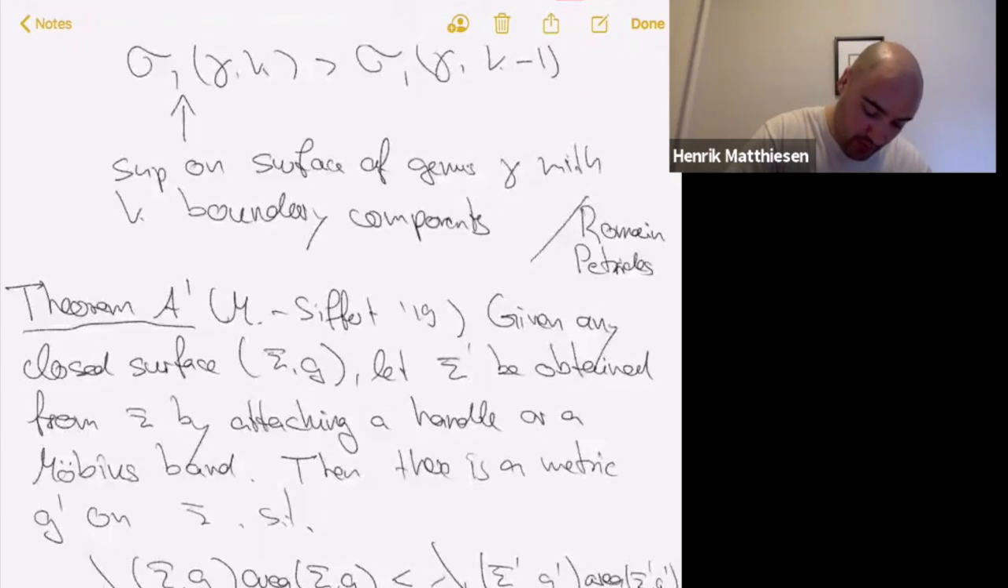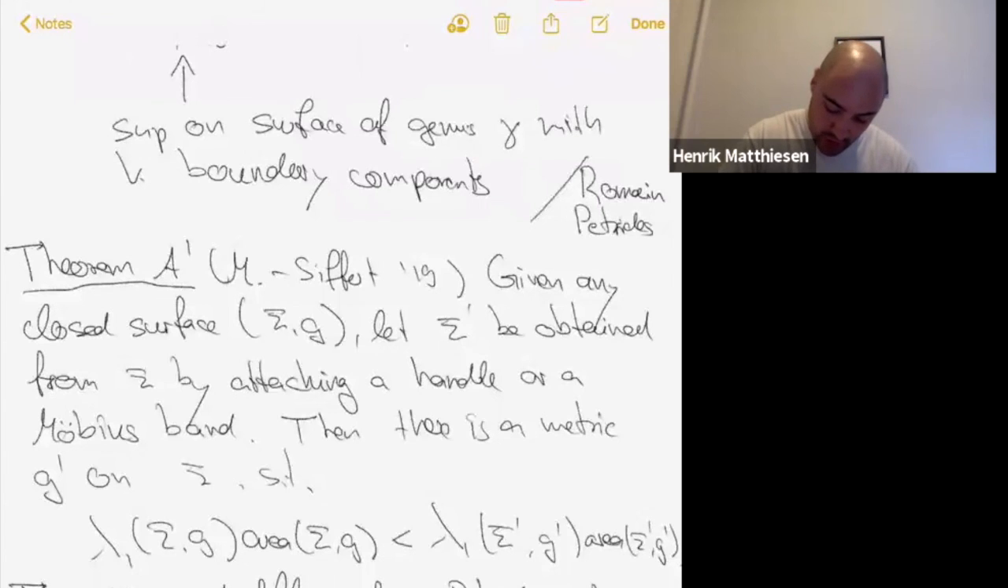So theorem B prime is, so the more robust way to formulate is that you just have to attach a rectangle along two opposite sides of the boundary. I'll draw pictures in a second. So given any compact surface sigma with non-empty boundary, okay, so it should have a metric.